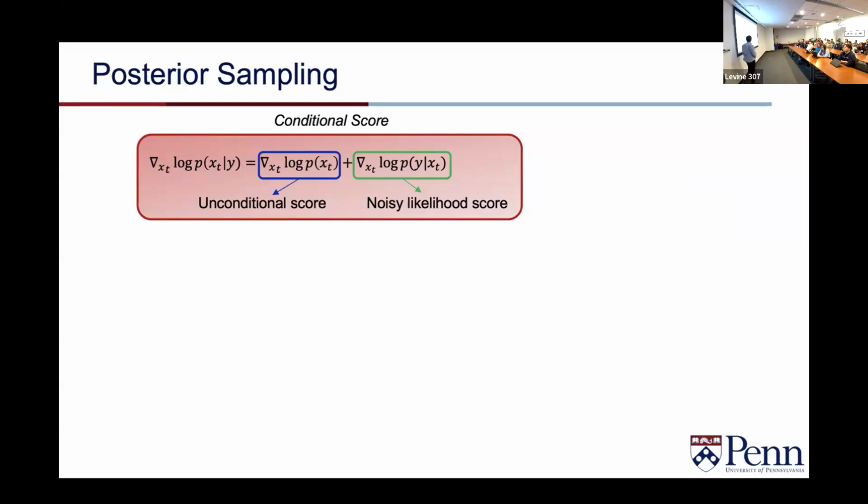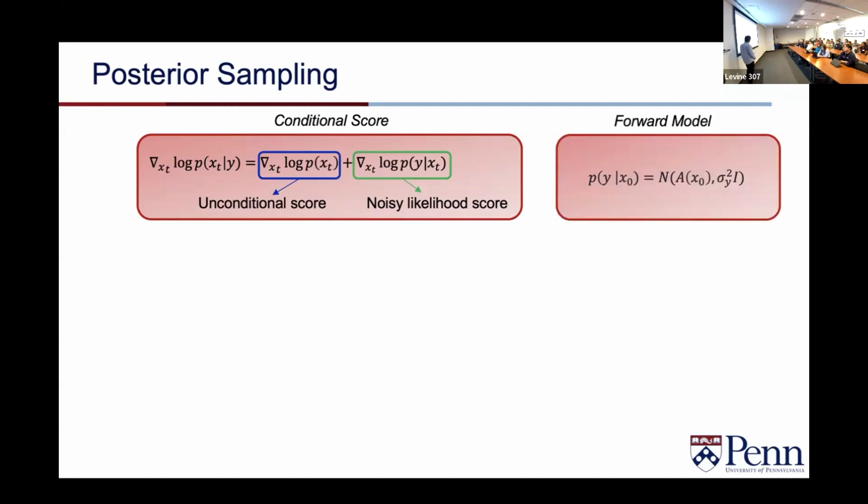The second part is something that looks like what we call a noisy likelihood score. It really depends on this distribution P of y given xt. And so the hope is, okay, well, we knew our forward model, right? That's P of y given x0. We know what that is. We can say that that's a nice, clean Gaussian distribution. So maybe we could use that to somehow compute this score function by maybe just taking the gradient of that.